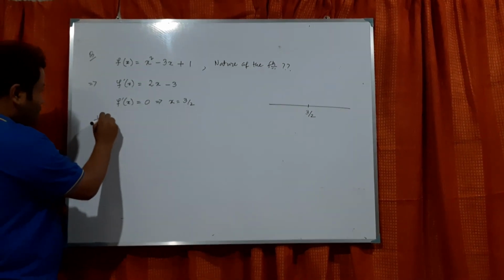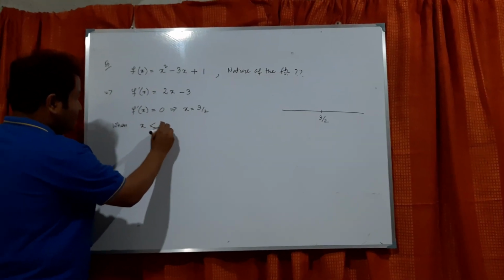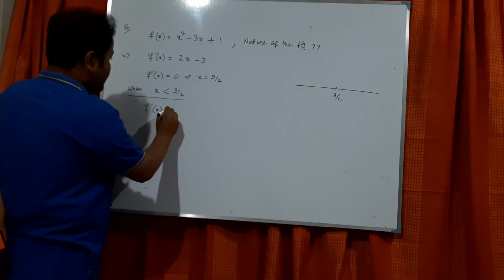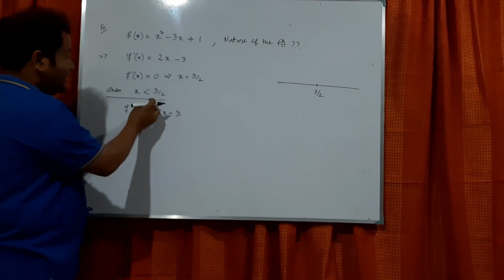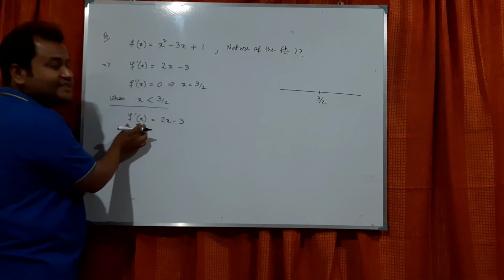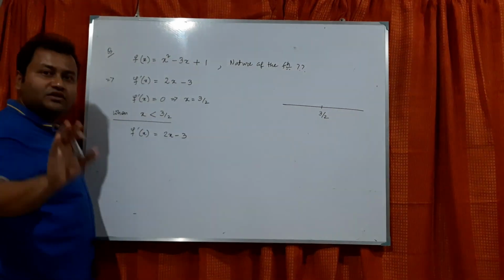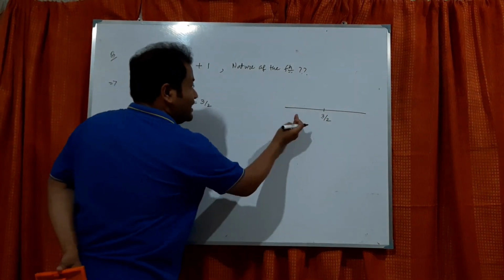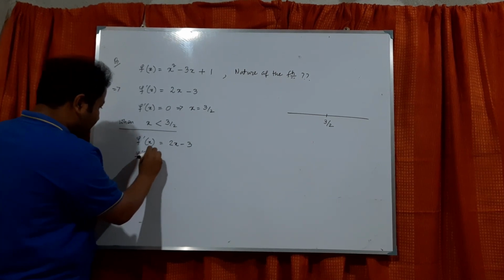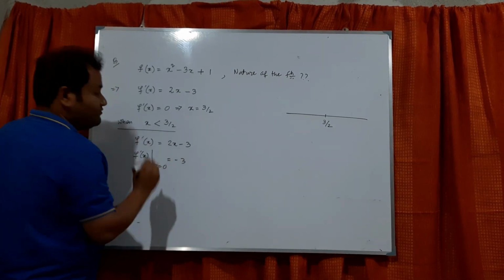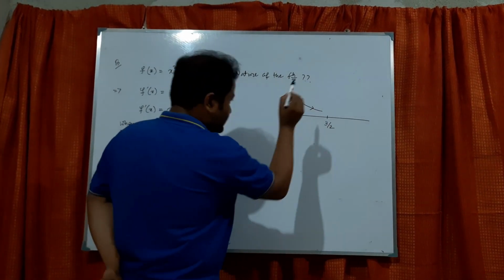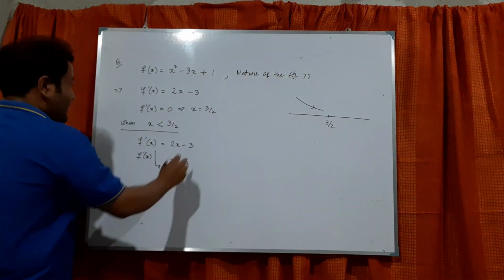So when x is less than 3 by 2, then f dash x equals to 2x minus 3. Now x is less than 3 by 2. So how can you check whether the value of f dash x is negative or positive? What is the common thing? You take any value in the left hand side of 3 by 2. Say x equals to 0. Say f dash x at x equals to 0, it is negative. So in this portion the function is decreasing.